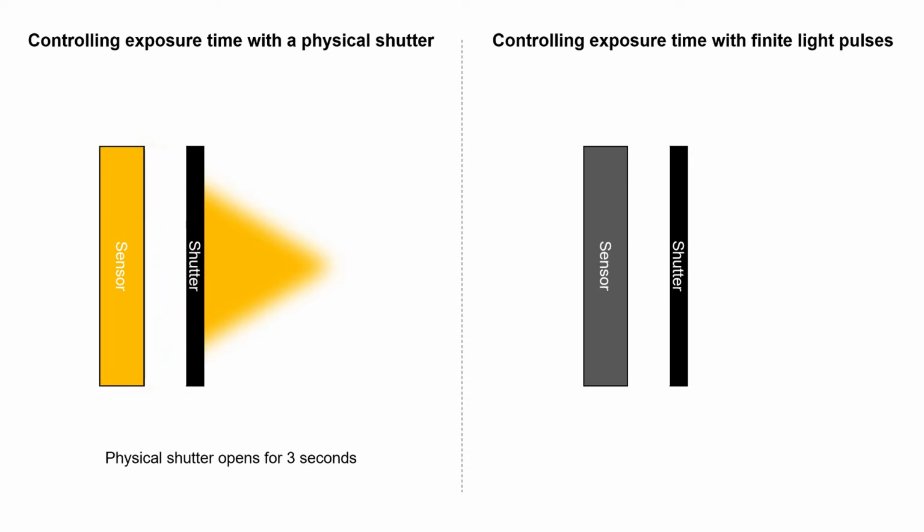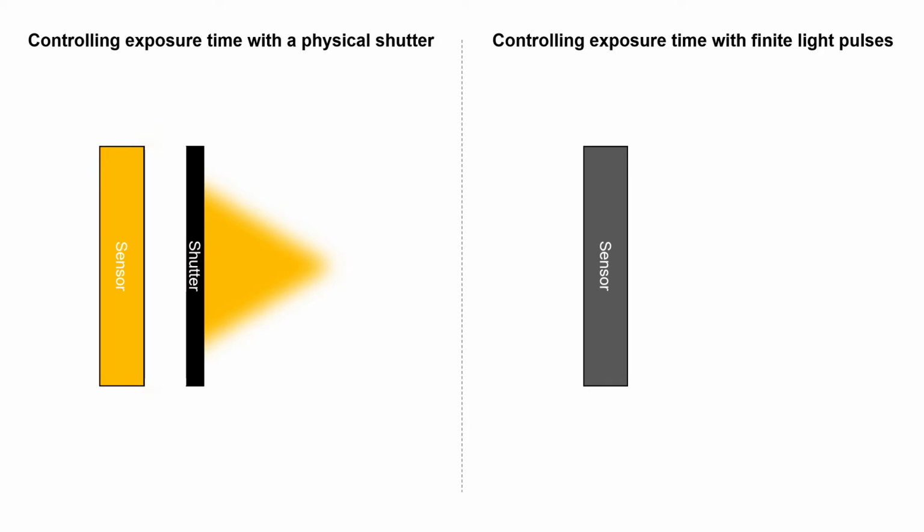The exact same exposure could be achieved using finite light pulses. In this scenario, there is no ambient light. When the camera's shutter opens, no light hits the sensor, just as when the shutter was closed. Now, a pulse of light is emitted for 3 seconds. During this period, the sensor sees 3 seconds of light and yields the same exposure as the physical shutter scenario encountered previously. Eventually, the shutter closes, but its closing has no impact on the actual exposure. In both cases, the same exposure time is achieved through different methods.